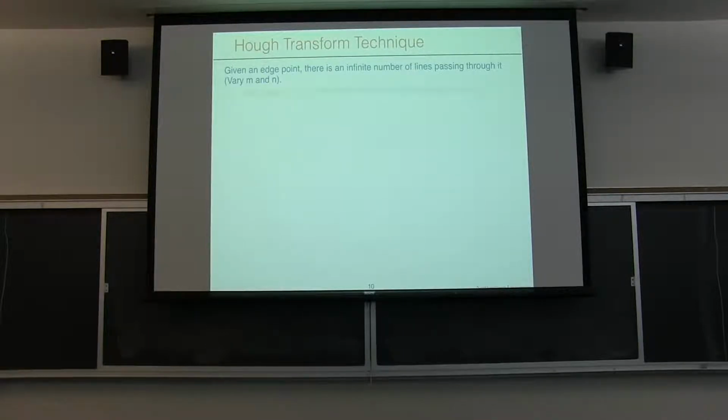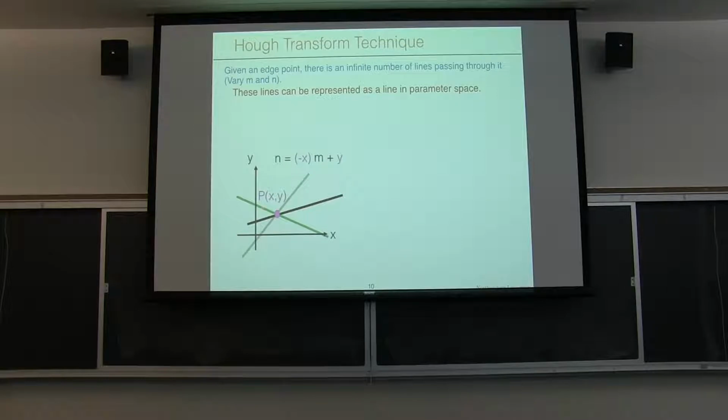So, given an edge point in the image, I have an infinite number of lines passing through that point. And what I want to do is represent that point in the parameter space, slope and intercept. So this point is going to vote for all these possible slope-intercepts. And of course, the green line over here corresponds to one pair, m and b. In this case, the intercept is positive, the slope is negative, so maybe a point like there.